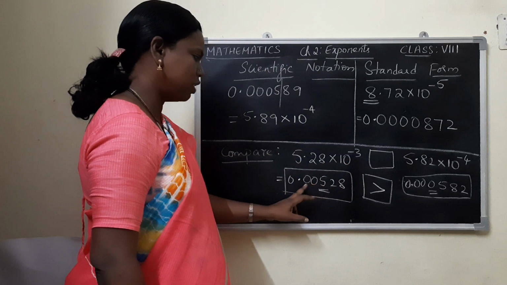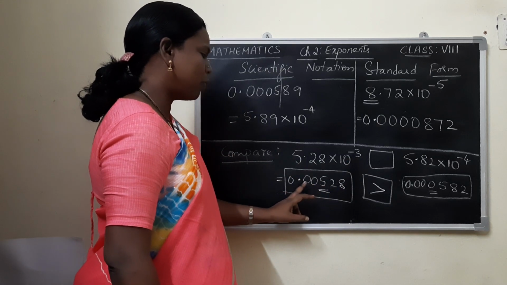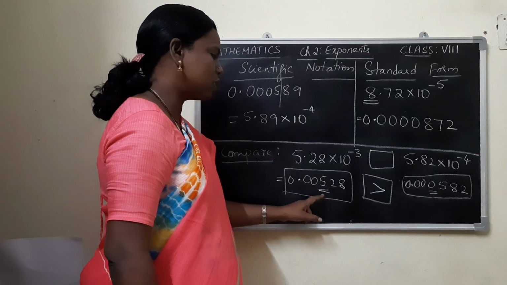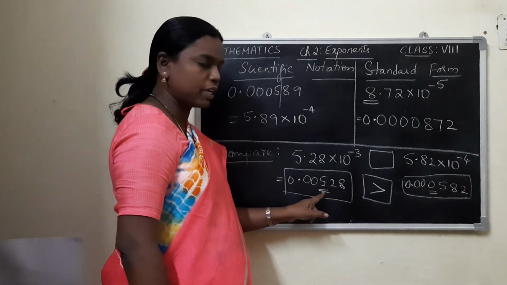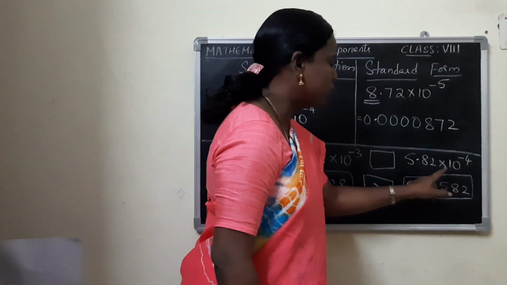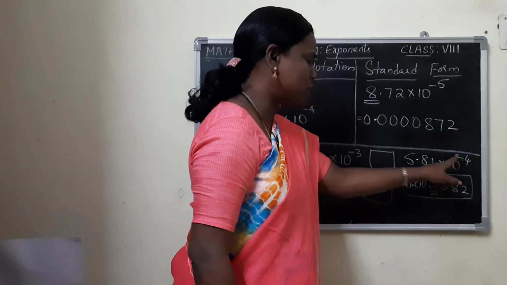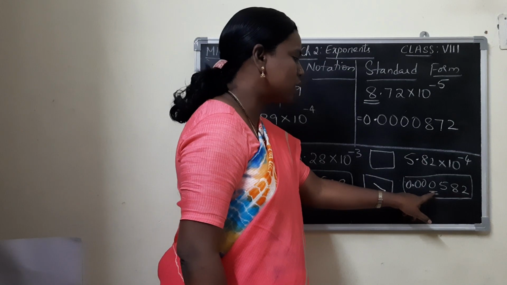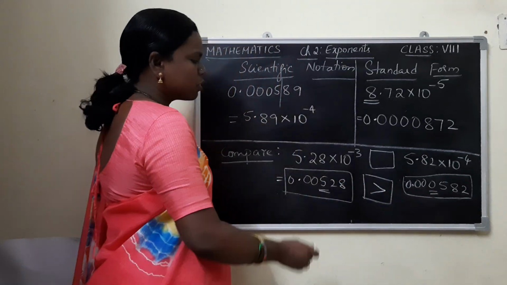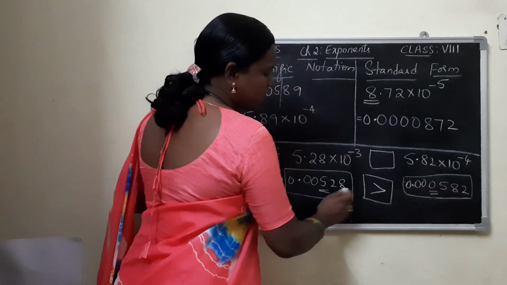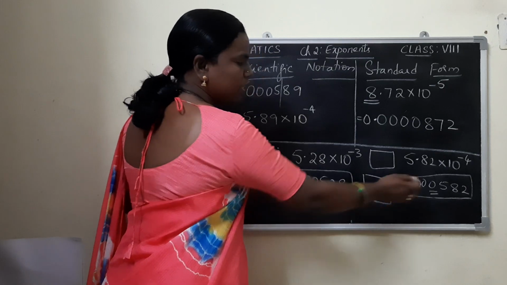1, 2, 3. So we are getting 0.00528. So the third place itself you have a number here. Whereas now let me see whether I have moved correctly. 1, 2, 3, 4 places I am moving. So I have third place till 0. So easily I can check and tell that this is a greater number than this.